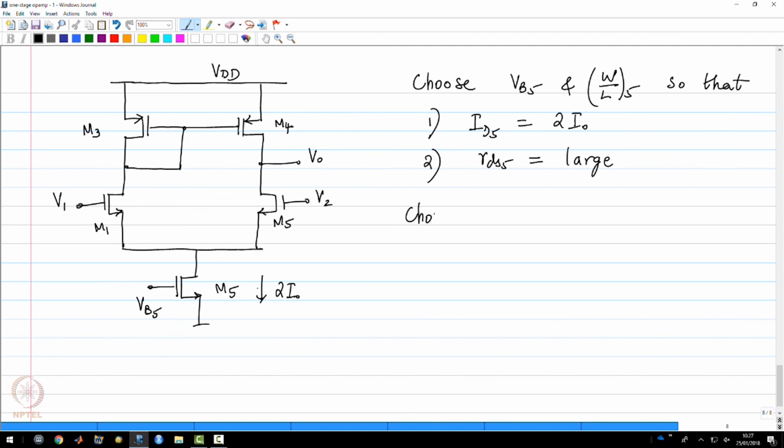We will choose W over L of 1 and 2, so that we get large Gm12, so that we get large gain. So we choose W over L12 accordingly.